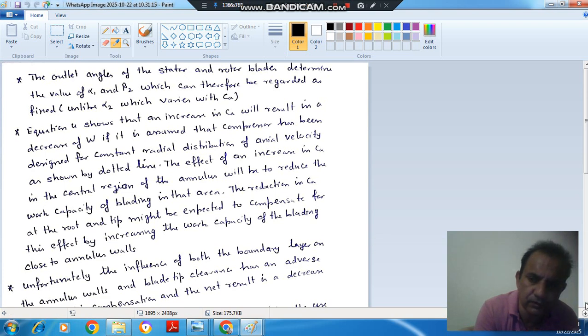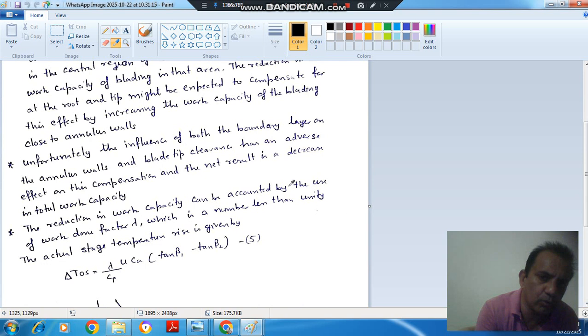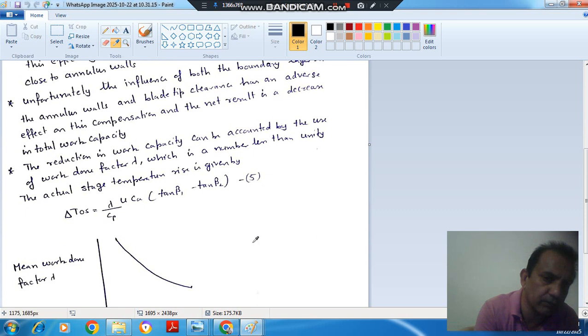Unfortunately, the influence of both the boundary layer on the annulus wall and the blade tip clearance has an adverse effect on the compensation, and the net result is to decrease the total work capacity. The reduction in work capacity can be countered by the use of the work done factor lambda, which is a number less than unity. The actual stage temperature rise is given by equation 4. So this was your actual stage temperature rise, and work done will be Cp into m into this temperature rise.